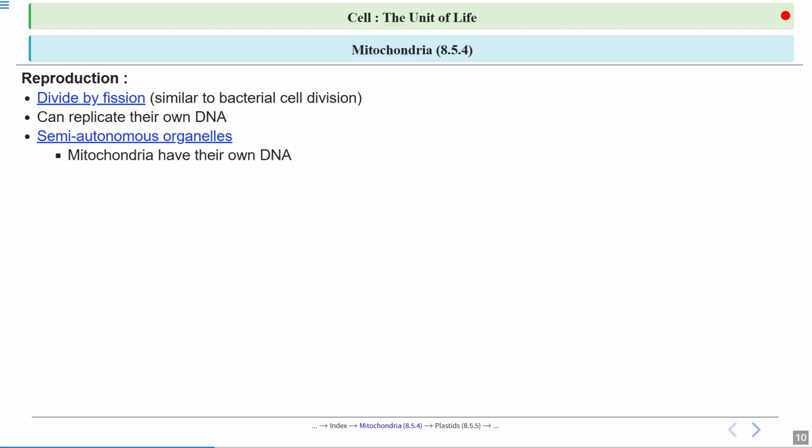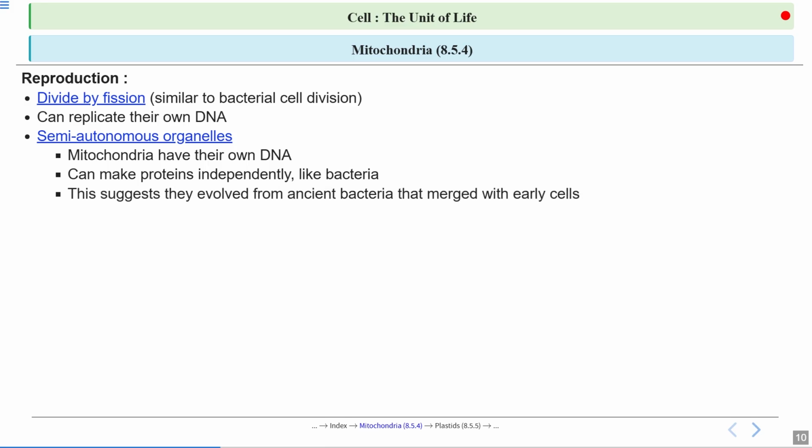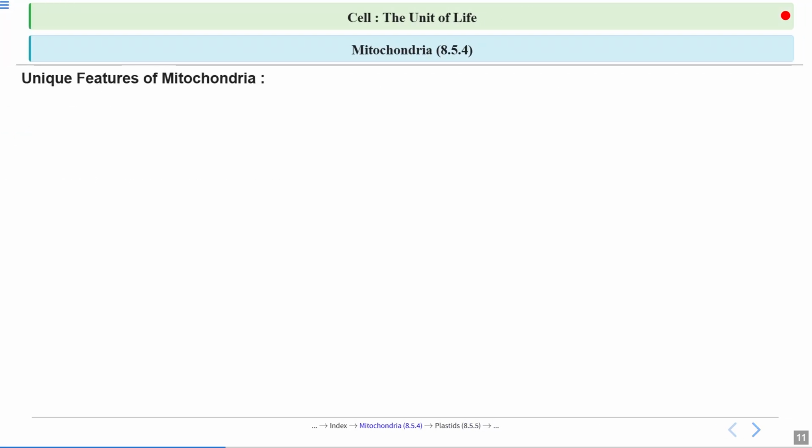Mitochondria, as you know, has its own DNA. It can make proteins independently like the bacteria. So this suggests that mitochondria evolved from ancient bacteria that merged with the early cells. This is nothing but the endosymbiotic theory. Clear? So again a question can come here: why is mitochondria called a semi-autonomous organelle? Here you can see this is the answer.